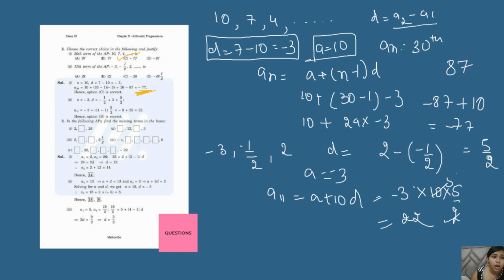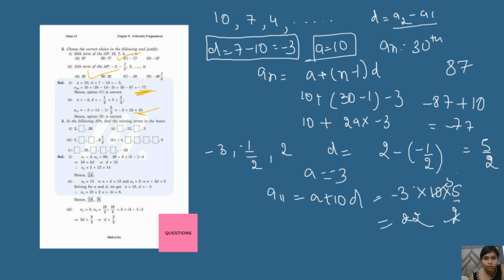25 minus 3, you will get 22 as your answer. Just check whether 22 is there. Yes, 22 is there, which means your answer is correct. I hope this is clear to you. Just apply the formula for an, that is an equals a plus n minus 1 d, and once you apply the formula, you will get all the values.